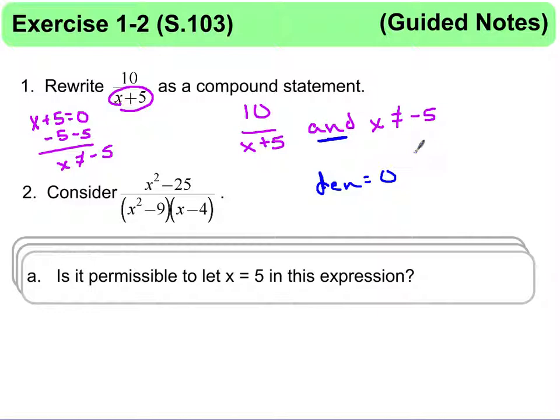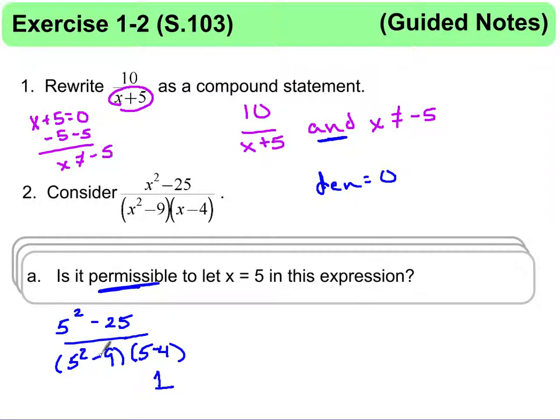If we look at exercise number 2, in part A, it says, is it permissible to let x equal 5? In other words, they're asking, is it okay to say 5 squared minus 25 and do 5 squared minus 9 times 5 minus 4? When they say the word permissible, they're really asking, if I put 5 in, would the denominator go to 0? The 5 minus 4 would equal 1, and then you would have 25 minus 9, and clearly that will not equal 0. So is it permissible? The answer is yes, because the denominator will not equal 0.